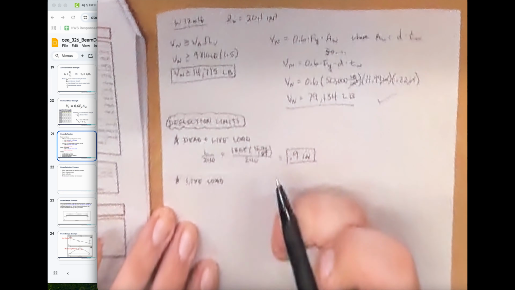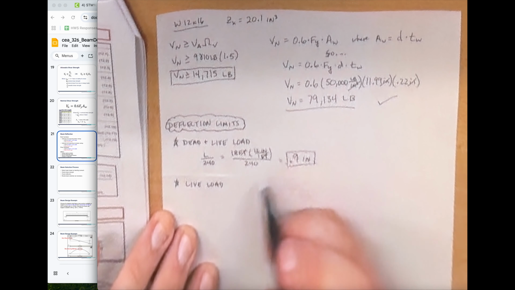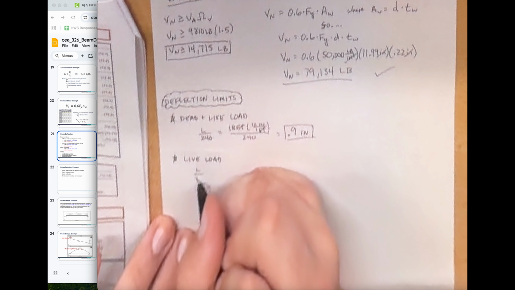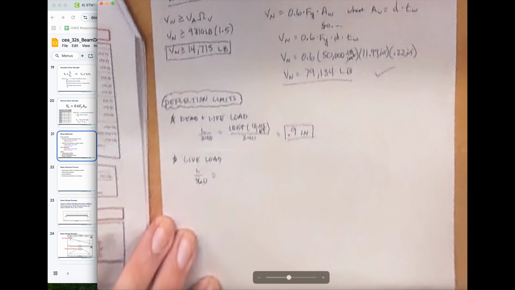Now this is something that we're going to have to be careful with too. So the dead and live load, we have this max deflection. Now just for the live load, we've also got to determine that max deflection. And so we're going to have L divided by 360. And so that's just straight from these notes, right? So L divided by 360 for the live load. So that's where I'm getting that.